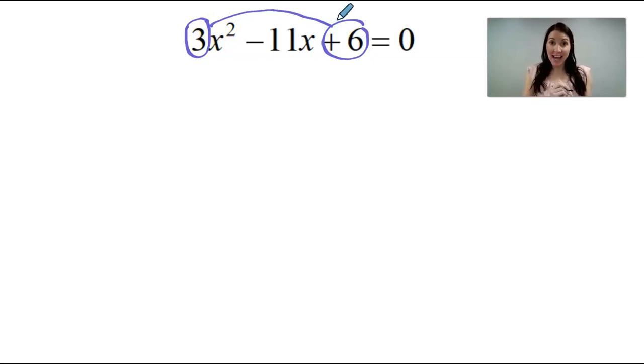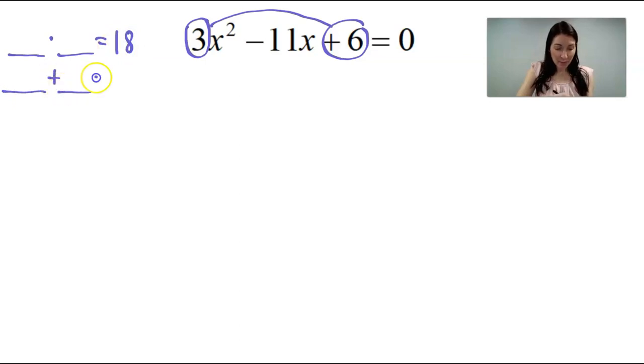Then off to the side, I write this. I write that I want to find two numbers that multiply to what those two numbers multiplied to. Positive 3 times positive 6 gives me 18. Then I want those same two numbers to add to the middle coefficient. So I want those same two numbers to add to negative 11.